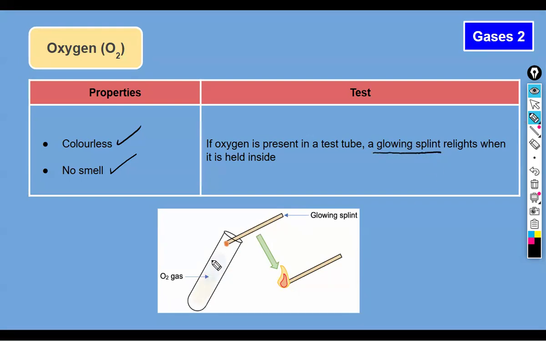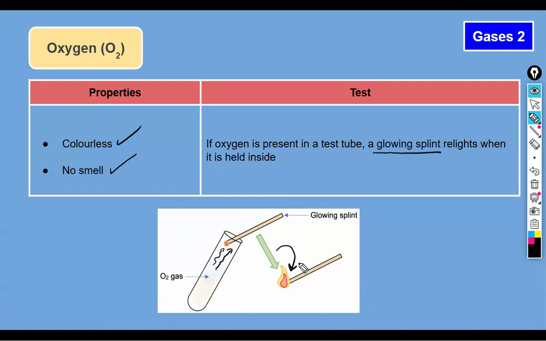And if you have oxygen coming out of a test tube, once again, it doesn't matter what ingredients or chemicals we have in the test tube. All we know is oxygen is being produced. What will happen? The glowing splint, once it's exposed to the oxygen, will start to burn again. It will relight the match.